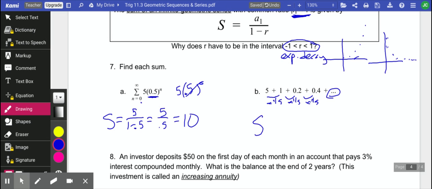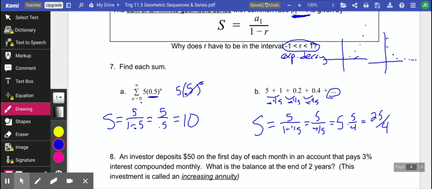Okay, so our sum is going to be our first term divided by 1 minus 1/5. So 5 divided by 4/5. Dividing fractions is the same as multiplying by the reciprocal. And so we get 25/4, which I know you could do as a decimal. I'm going to leave it as 25/4 because I like that number.